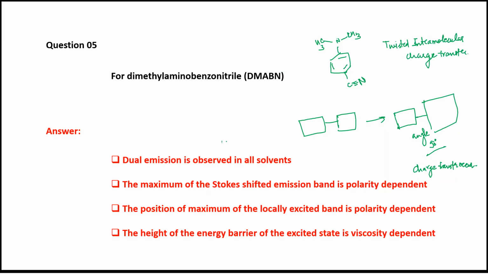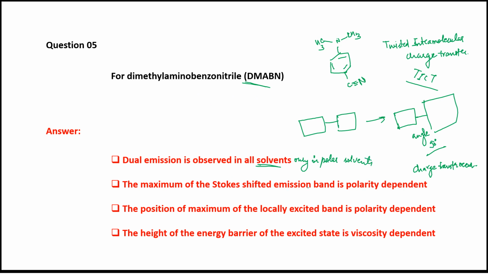In the diaminobenzonitrile, actually this molecule is of interest. Why? Because this was one of the first molecules in which this process was noticed. Further, there are many molecules that lie in this category where we can say that there is some TICT, that is twisted intramolecular charge transfer happening. Okay, so for diaminobenzonitrile, DMABN, the dual emission is observed in all solvents. No, in all solvents that does not occur. Only in polar solvents it happens.